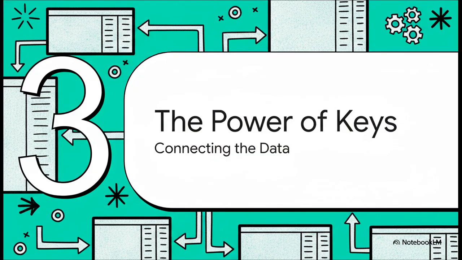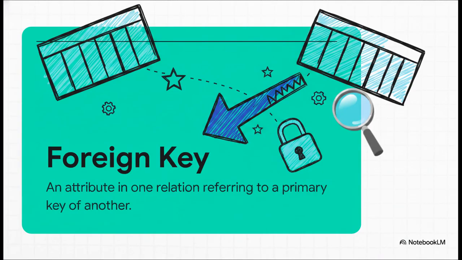Section 3. The power of keys. So having perfectly structured, isolated tables is honestly pretty useless unless we can actually map the relationships between them to build a larger picture, right? That's where the foreign key comes in. This acts as a secure structural bridge. It's basically an attribute in one relation that is strictly, firmly bound to the primary key of another.